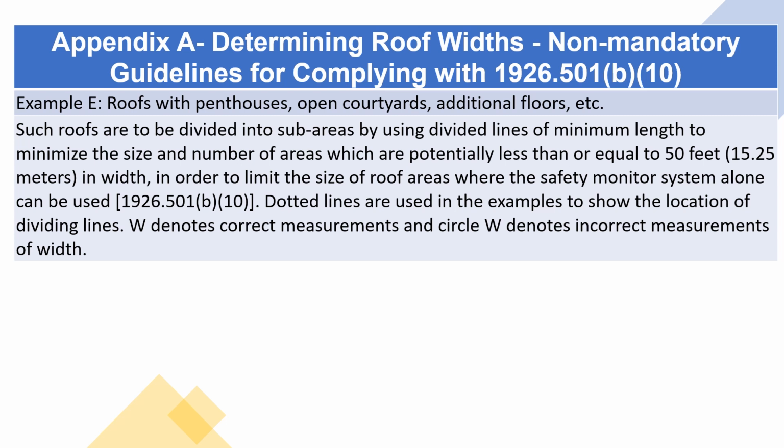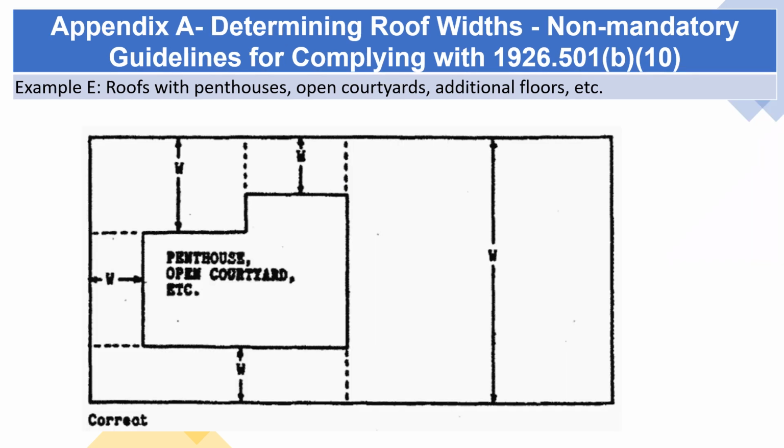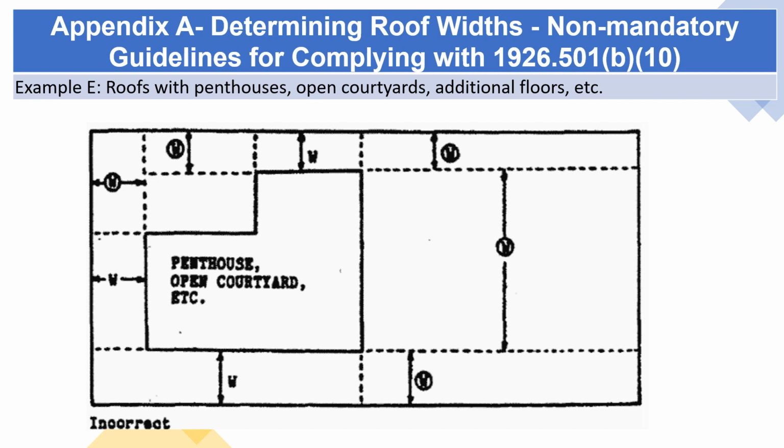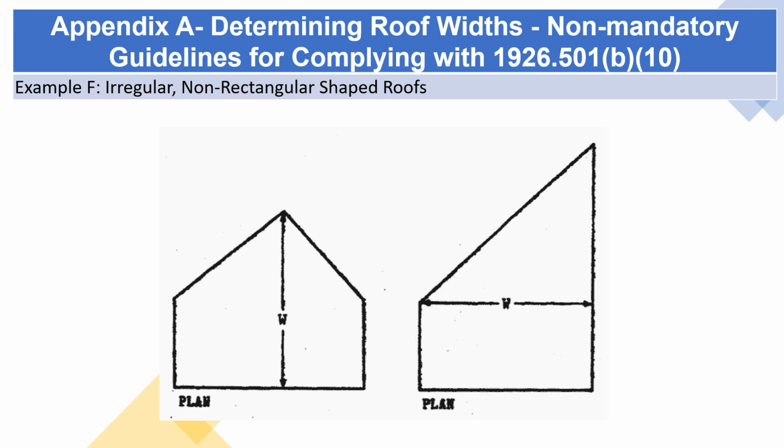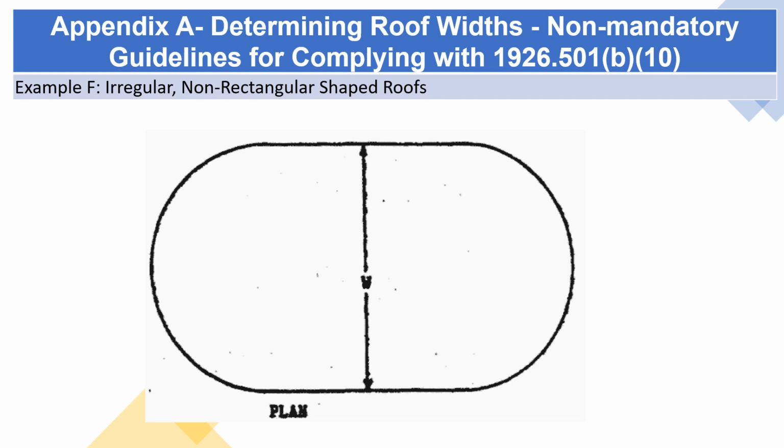In order to limit the size of roof areas where the safety monitor system alone can be used, 1926.501(b)(10). Dotted lines are used in the examples to show the location of dividing lines. W denotes correct measurements and circle W denotes incorrect measurements of width. Correct example of example E, roofs with penthouses, open courtyards, additional floors, etc. Incorrect example of example E. Example F, irregular, non-rectangular shaped roofs.